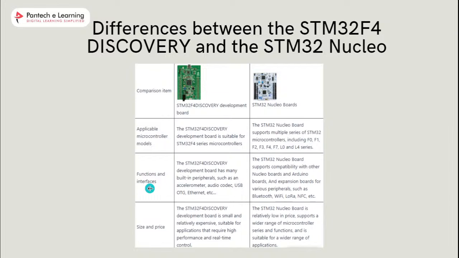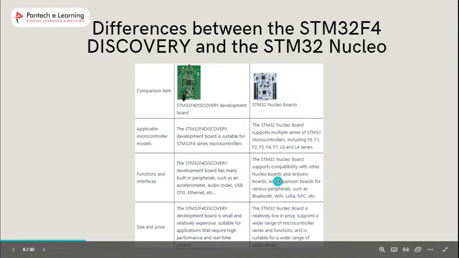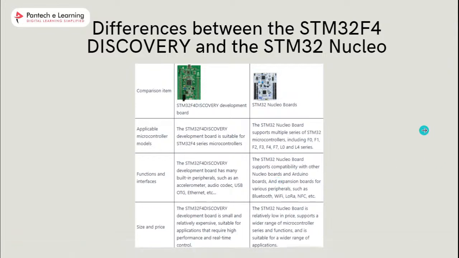Function and interface. The STM32 Discovery development board has many built-in peripherals such as accelerometer, audio codec, as I told you earlier, USB, OTG, Ethernet, etc. And coming to the Nucleo board, it has similar things, but additionally you can have Bluetooth, Wi-Fi, LoRa, NFC, something like that. And size and price depend on the board you choose.